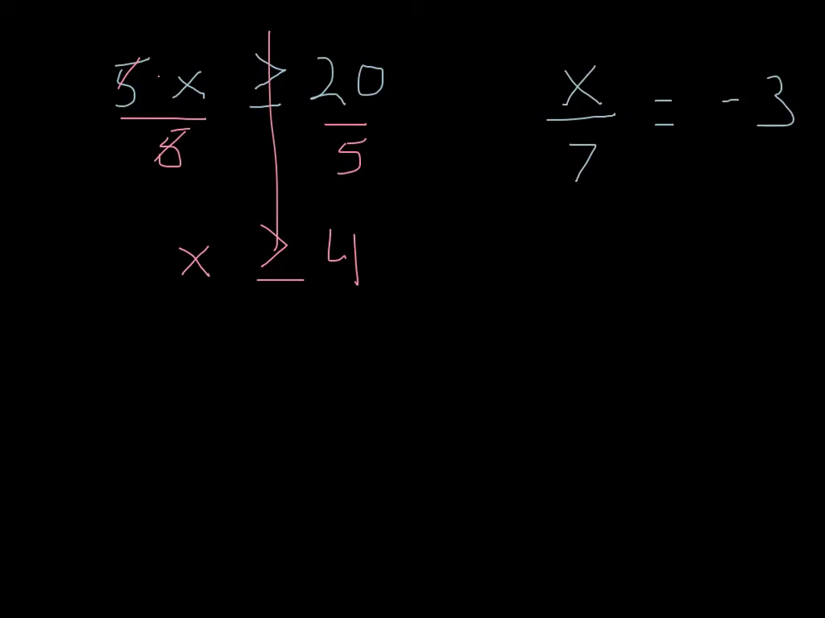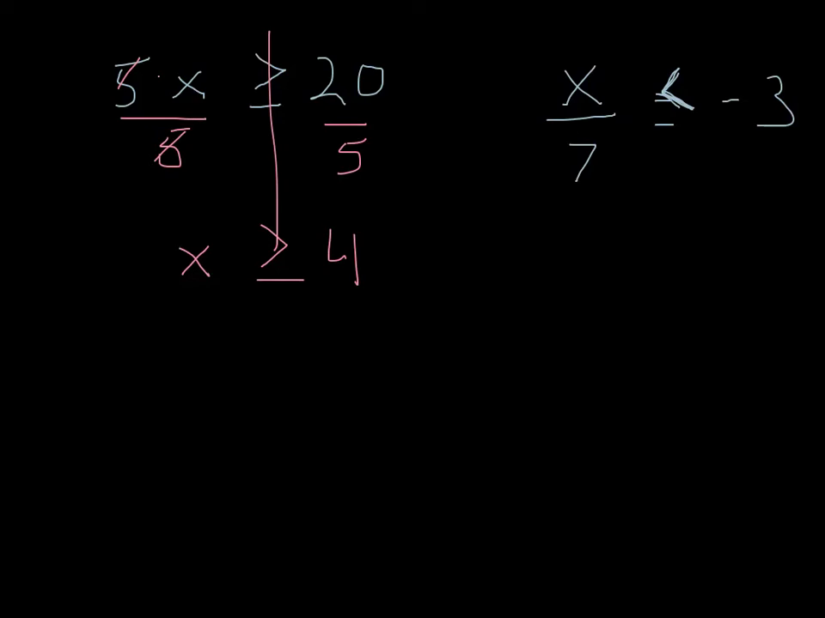And here's the next one. x is being divided by 7. Oops, I drew an equal sign there. Let's change that to less than or equal to. Okay, x divided by 7 is less than or equal to negative 3.